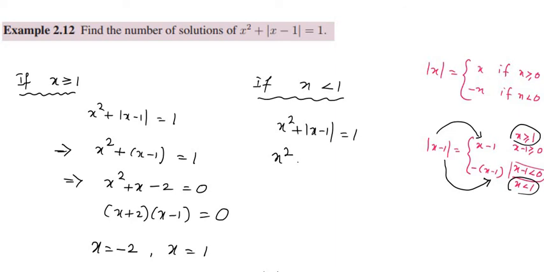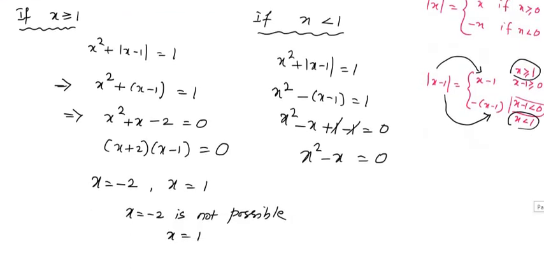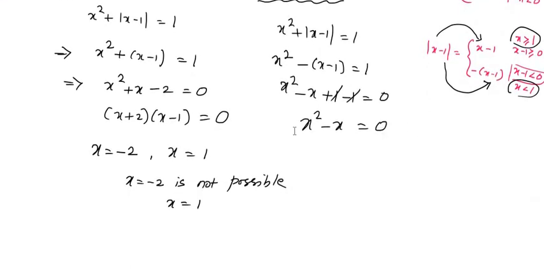This is x square. Here minus of x minus 1 equal to 1. That is x square minus x, minus into minus plus 1, minus 1 equal to 0. These two get cancelled. Therefore, x square minus x is equal to 0. See how to factorize this one. See how we can solve this. Solving with two terms is always very easy. In x square minus x, x can be taken out. Taking x common, x into x minus 1 equal to 0.